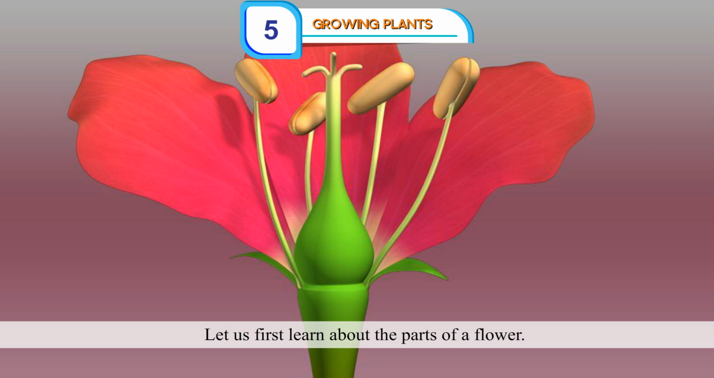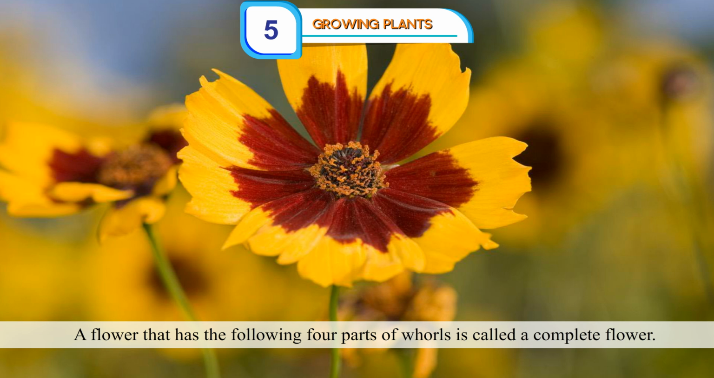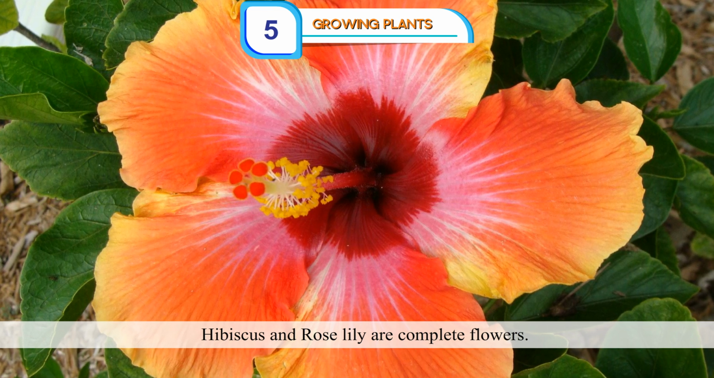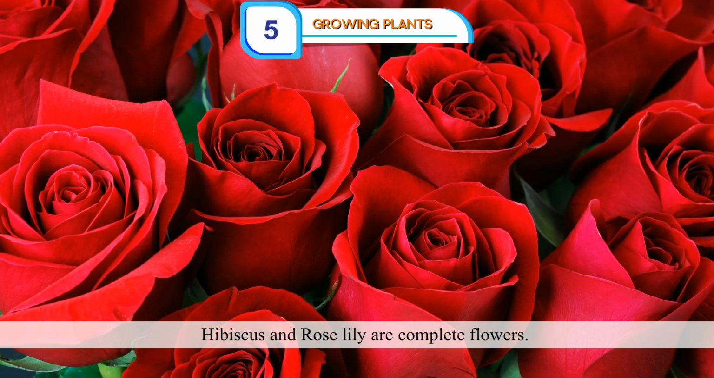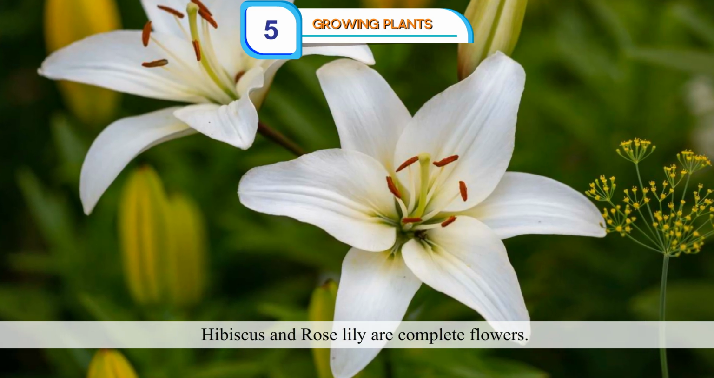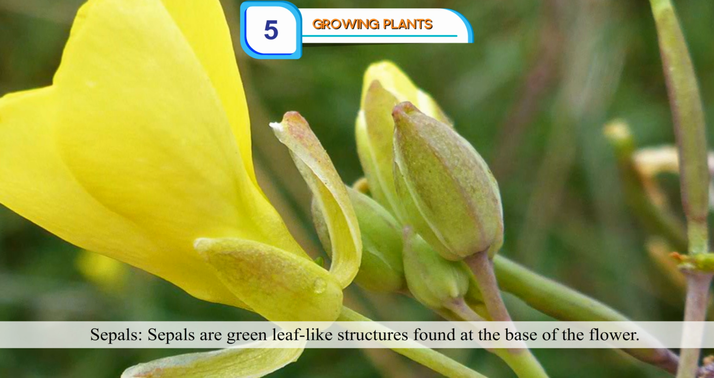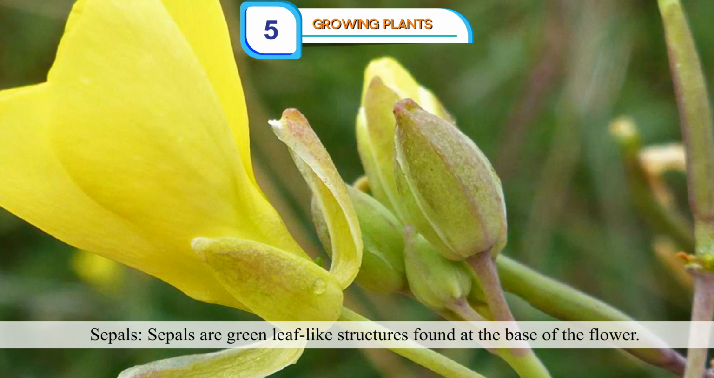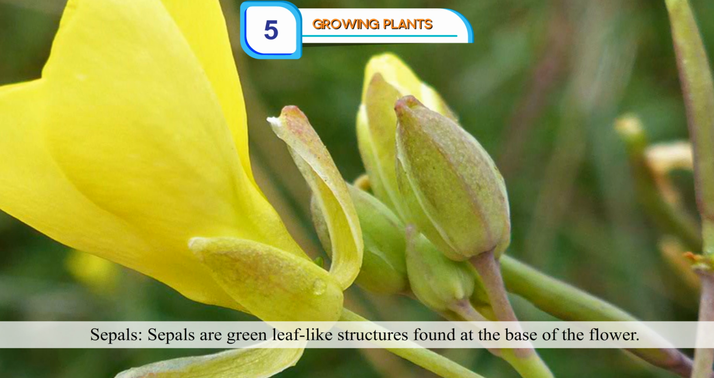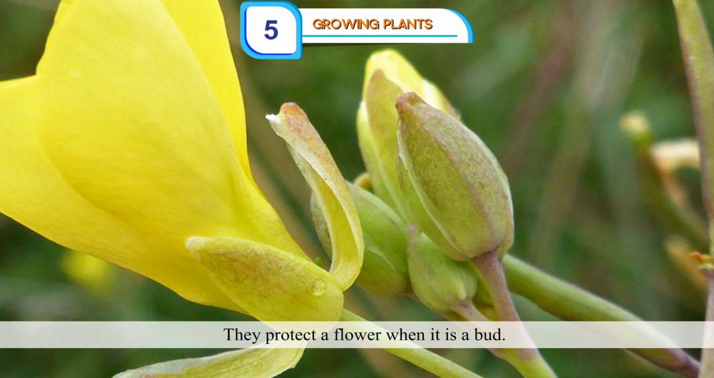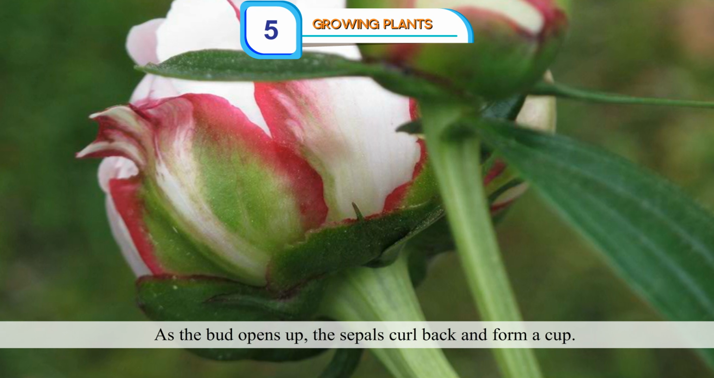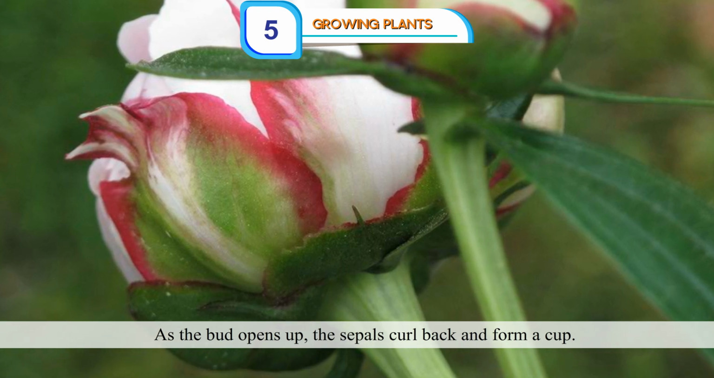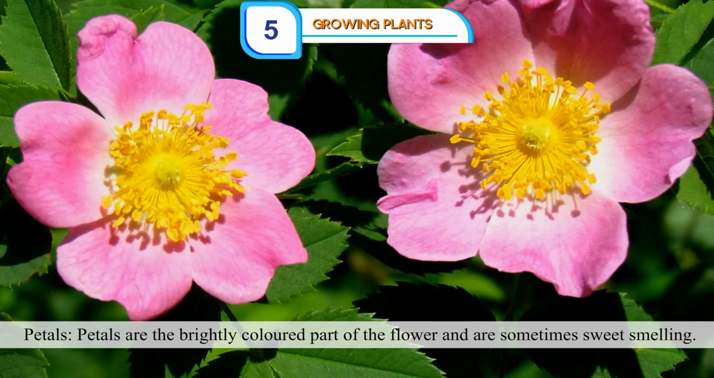Let us first learn about the parts of a flower. A flower that has the following four parts or whorls is called a complete flower. Hibiscus and rose lily are complete flowers. Sepals. Sepals are green leaf-like structures found at the base of the flower. They protect a flower when it is a bud. As the bud opens up, the sepals curl back and form a cup.